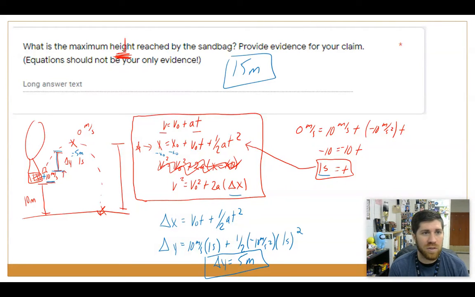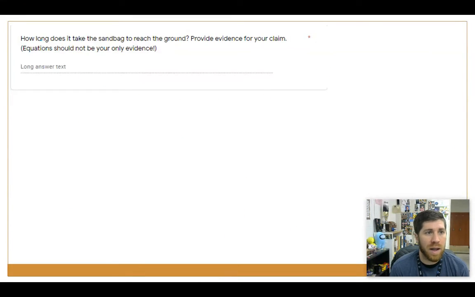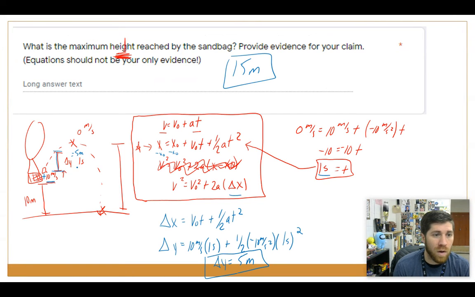Now, in doing this, we've actually almost figured out the last part. How long does it take for the sandbag to reach the ground? We already figured out that it's going to take 1 second for it to go up to maximum height. Then all we have to do is figure out how long it's going to take to drop down 15 meters, right? So I would be adding 1 second to whatever this time interval is, t equals question mark.